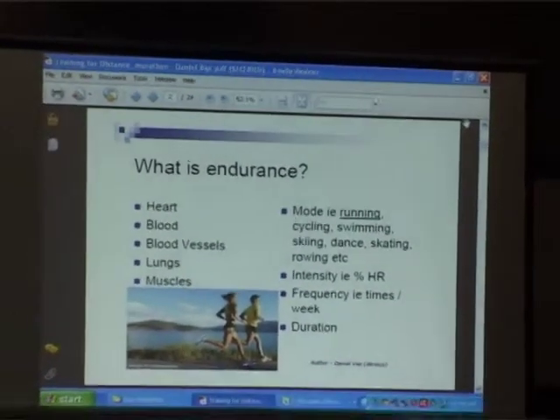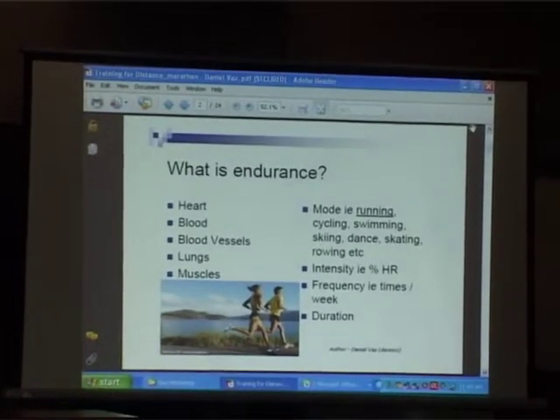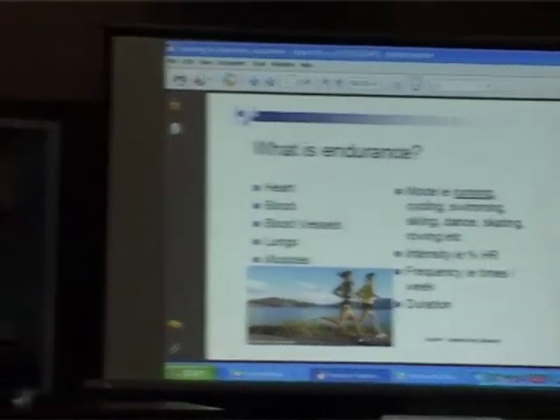So this is what endurance is about. The modes are running, cycling, swimming, skiing, dancing, skating. You have an intensity to it, frequency and a duration, as Dr. Contractor touched upon it briefly.